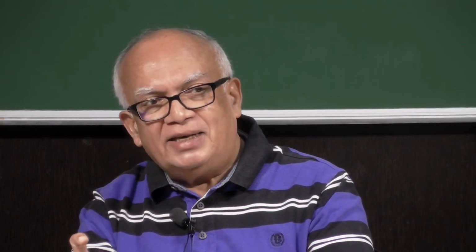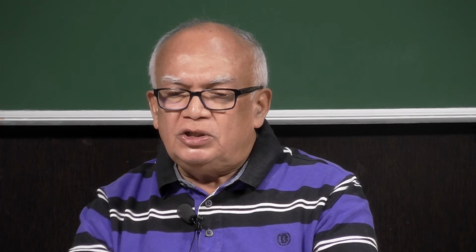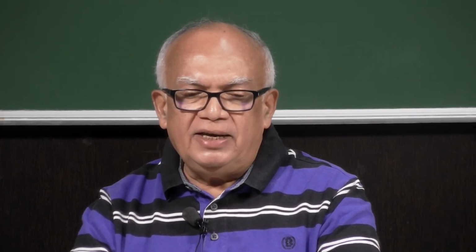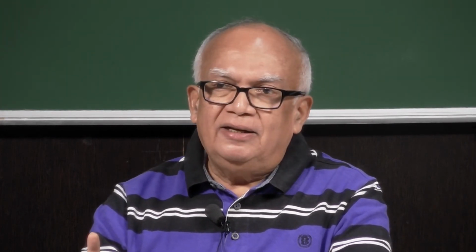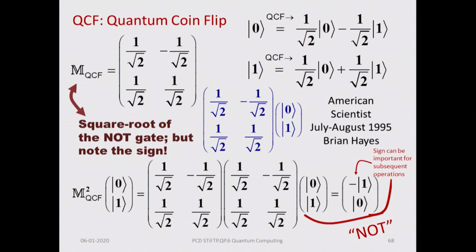Okay? It is not very exact, because there is a minus sign which is coming here, mind you, but the term square root of the NOT gate is used, and this is very nicely discussed in a paper in American Scientist by Brian Hayes. So you will find it very easily. But there is a sign that you must remember. Some of these terms are used, but they are not to be taken literally. You have to understand the context in which these terms are used and what sense they are communicating. So this is the square root of the NOT gate.